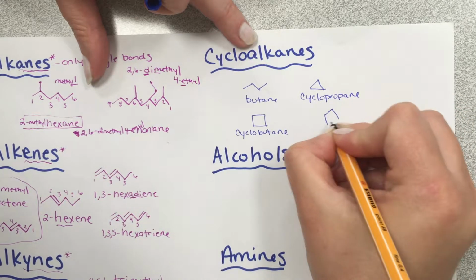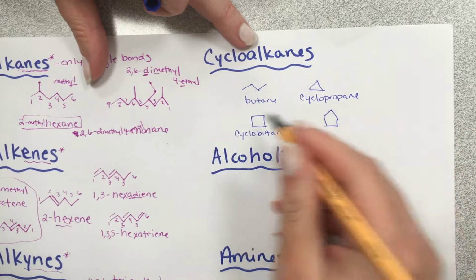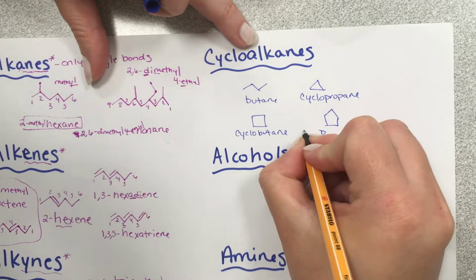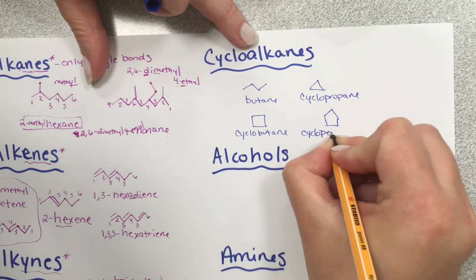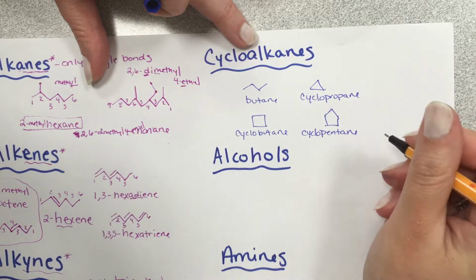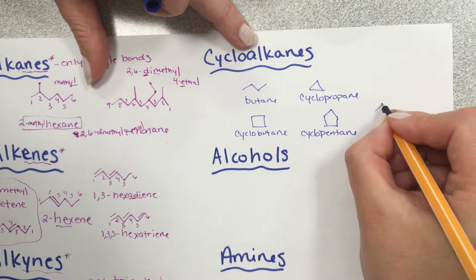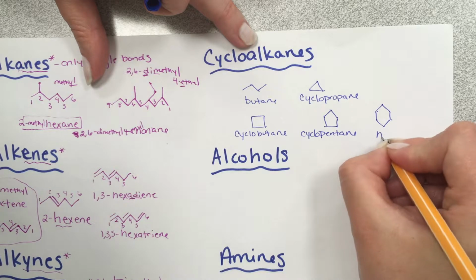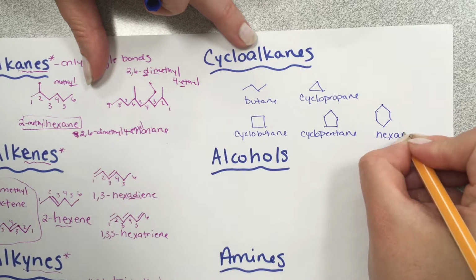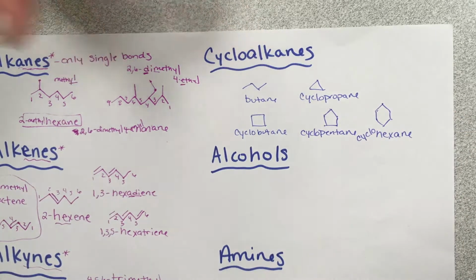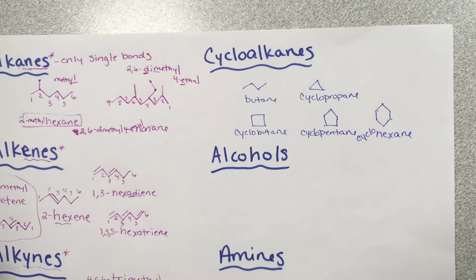Okay. Really, in 10th grade, all we're going to deal with are the ones I'm writing. This would be cyclopentane, since it's 1, 2, 3, 4, 5 carbons. Then we have 1, 2, 3, 4, 5, 6 carbons, so that's hexane, but we would add cyclo in front of it. Cyclohexane. That's probably all you're going to get in my class and my test.